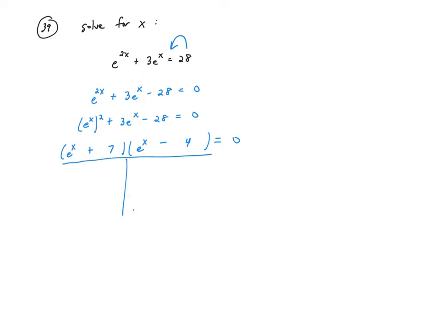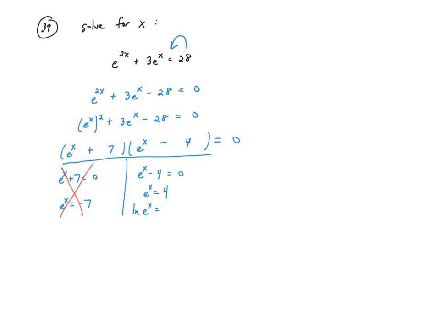Set each factor equal to zero. On this side we get e to the x plus 7 equals 0. On the other side we get e to the x minus 4 equals 0. So on the left we get e to the x equals negative 7, which we can reject because there are no x values where that exponential function will take on negative values. On the right hand side we get e to the x equals 4.